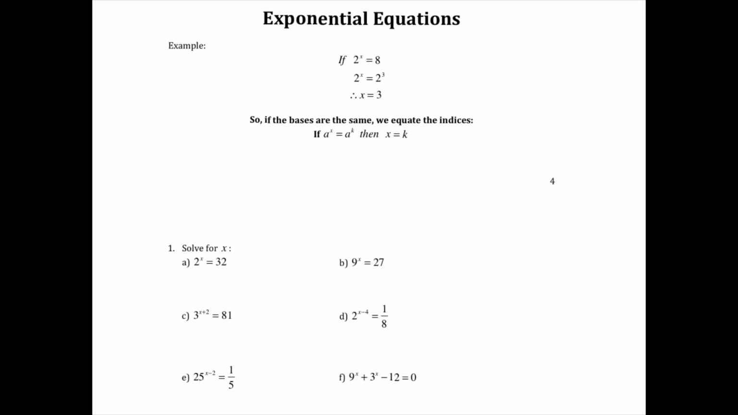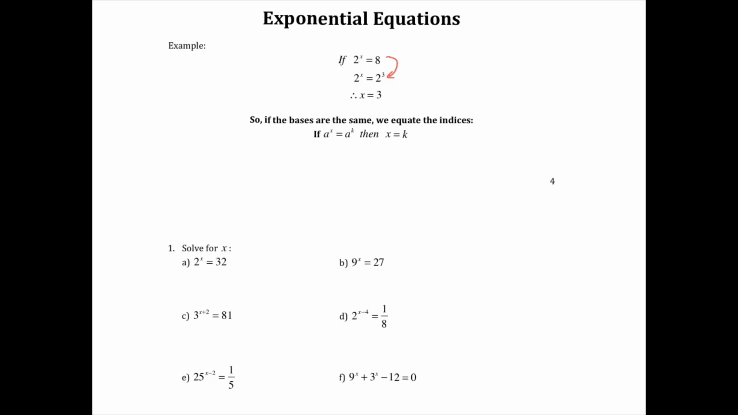Exponential equations. Now, I've got a first example that hopefully will be easy. Basically, if we say 2 to the x equals 8, well, I can just rewrite 8 as 2 cubed, right? That's the same equation, right? But if 2 to the x equals 2 to the 3, the only way that can be true is if x equals 3. Does that make sense?